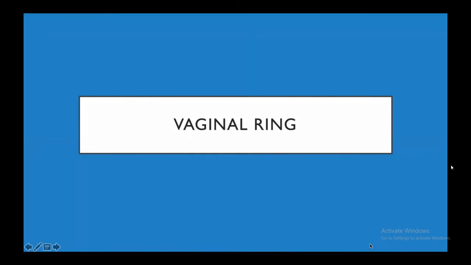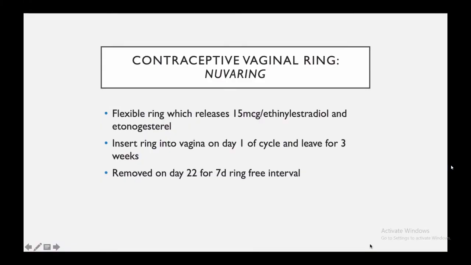You then want to know about the vaginal ring. Again, a vaginal ring is a combined contraceptive, and of note, it's called the NuvaRing. It's a flexible ring which releases both ethinyl estradiol and etonogestrel. You insert the ring into the vagina on day 1 of the cycle, leave it for 3 weeks, and remove it on day 22, and you have a 7-day ring-free interval. So as you can see, the method of use for combined contraception is the same.